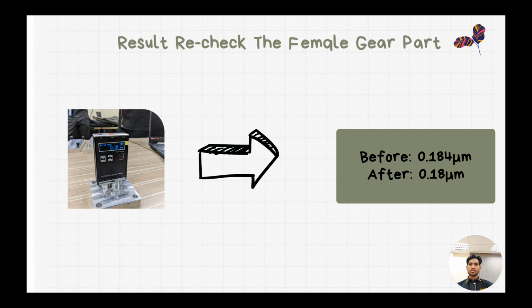Finally, we check the surface roughness of the female gear part, where the original surface roughness was 0.18 micron and the second check was 0.18 micron as well.